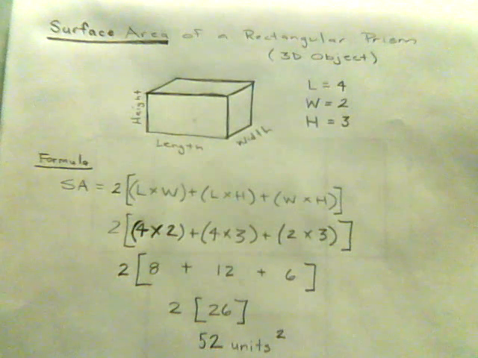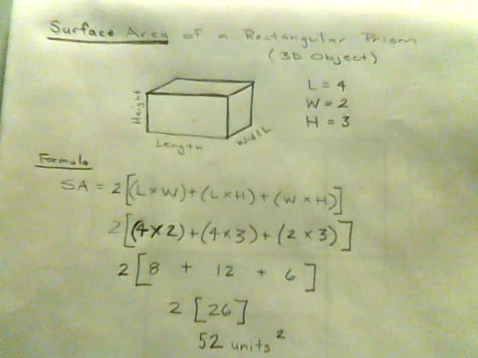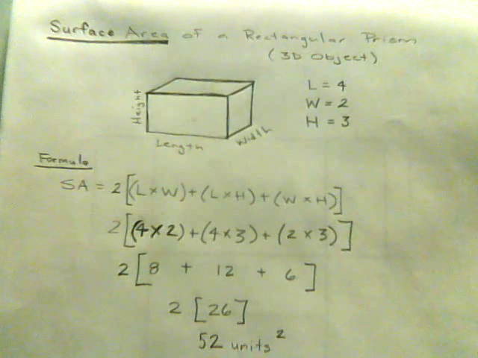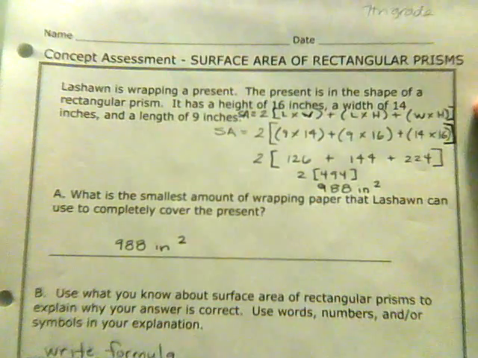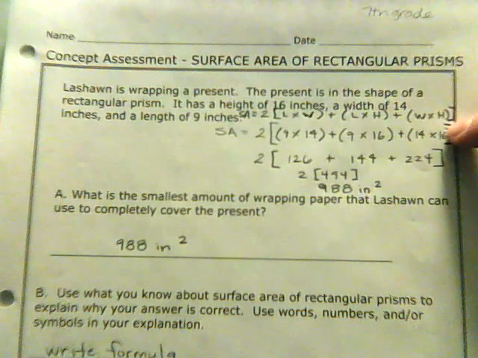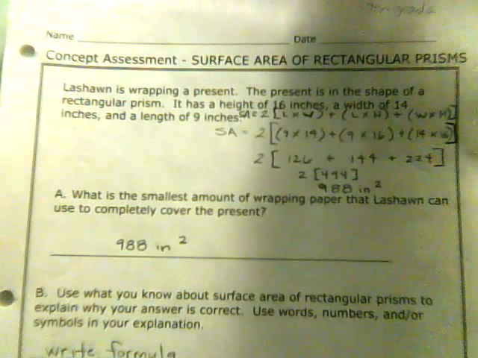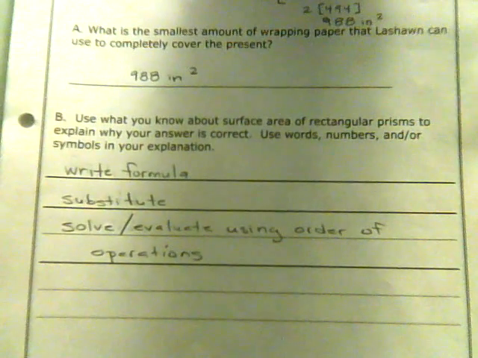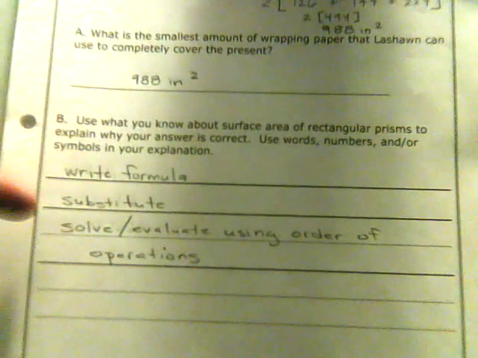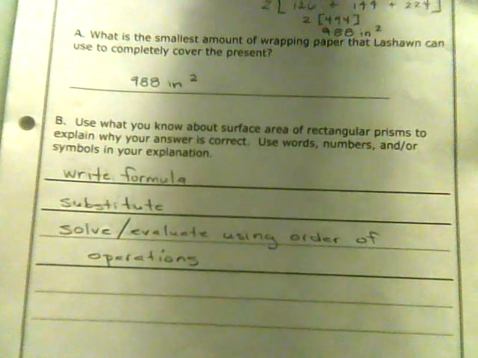The BCRs would work much the same way. You would do the same thing. You would write out the formula like we have here. You'd substitute in the values, and then you would evaluate using the order of operations, and that is exactly what I would write in the bottom section here. Write formula, substitute, solve, evaluating order of operations.